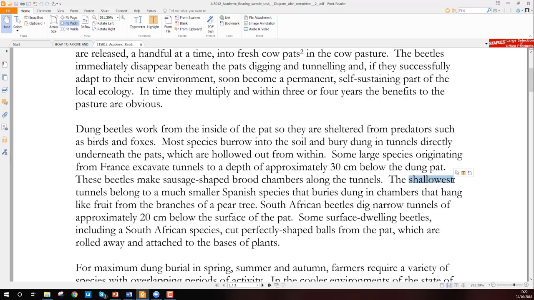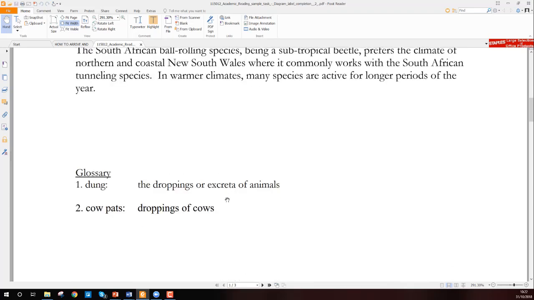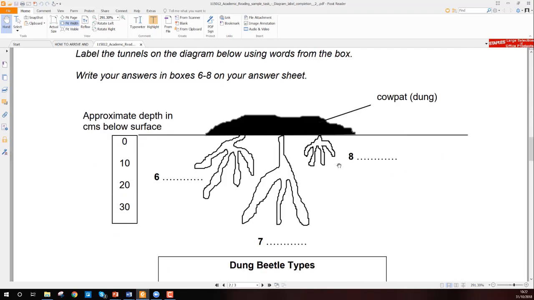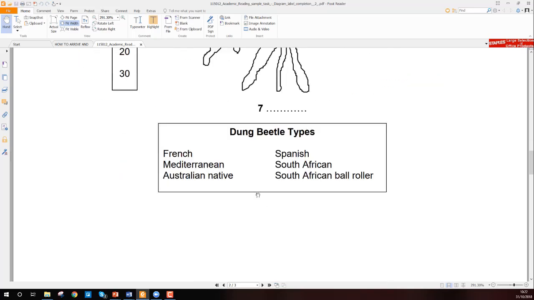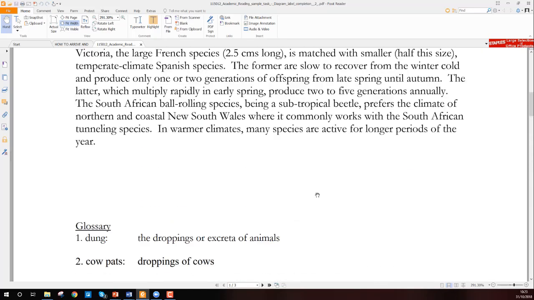All right, it's shallow. That's where you can walk in the swimming pool. The deep end is where you can't walk. You can swim because it's too deep. So the shallowest tunnels belong to a much smaller Spanish species that buries dung in chambers that hang like fruit from the branches of a pear tree. Shallowest, 8. Spanish. Okay, so I put Spanish in there.